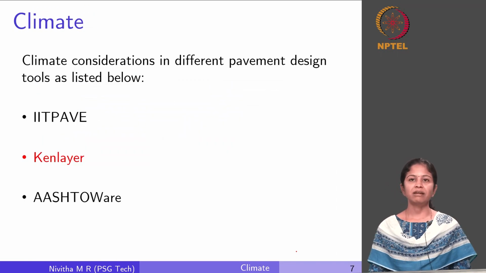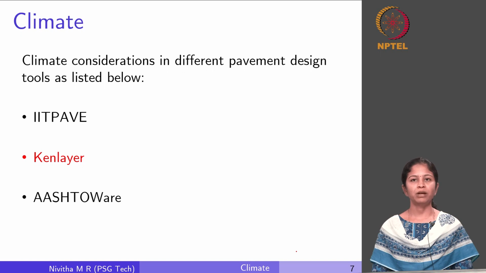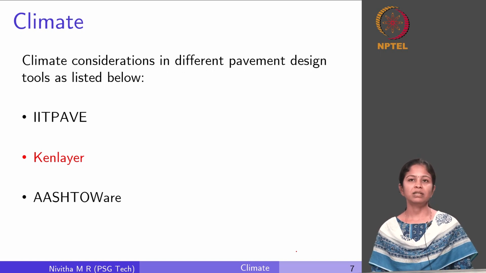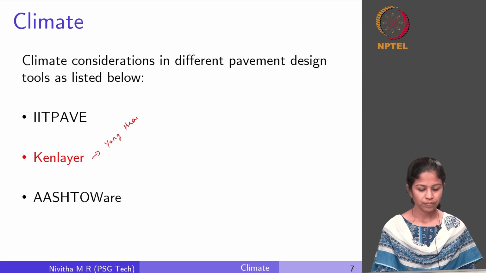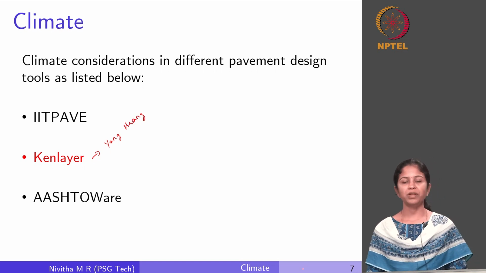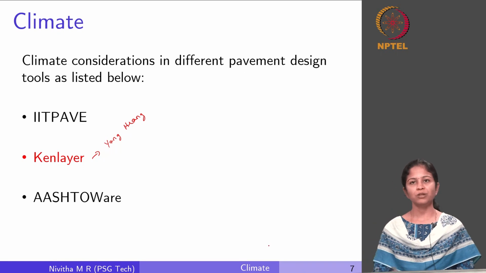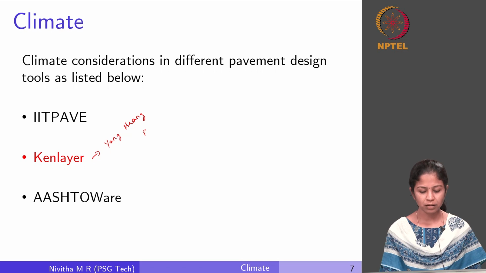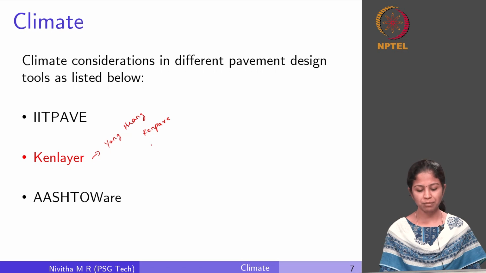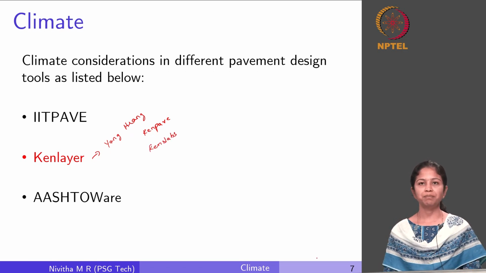Next, I am going to introduce another software to you which many of you may not be quite familiar with. It is called as KEN-Layer. So, this software was proposed by Huang. Right. So, he authored one of the famous books on pavement design. So, he has proposed this software. So, we have 2 modules, KEN-Pave for flexible pavement and KEN-Slabs for rigid pavement, right.